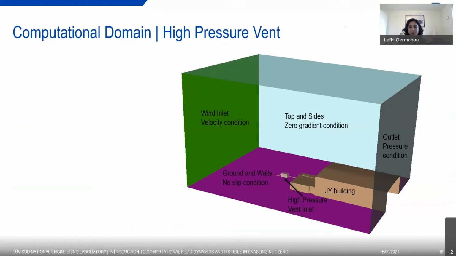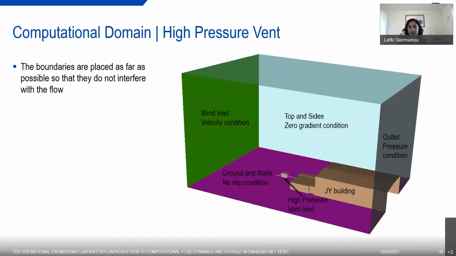Here you can see the computational domain for this study. You can observe that the boundaries are placed far away from the area of interest. Here we are focusing on the area around the high pressure vent and close to the James Young building. We placed these boundaries far away so that they do not interfere with the flow.